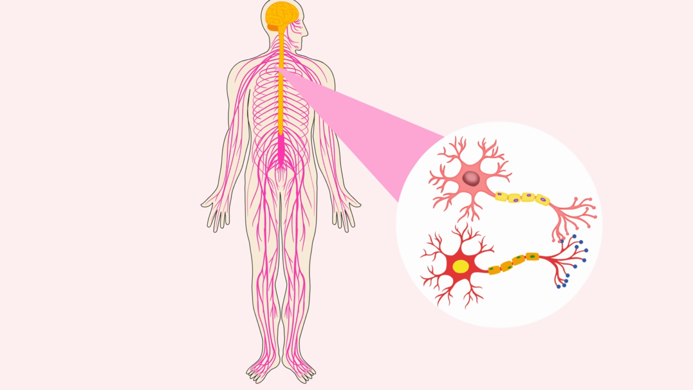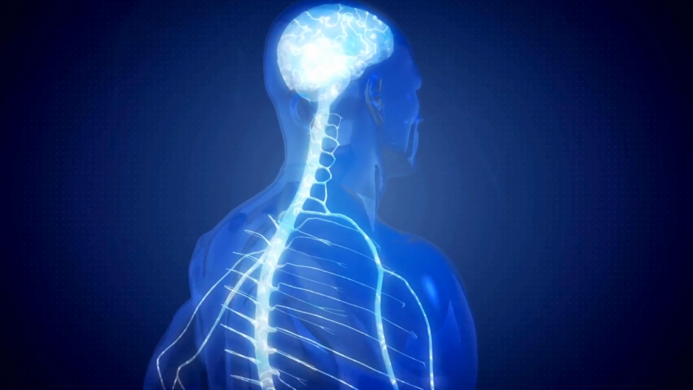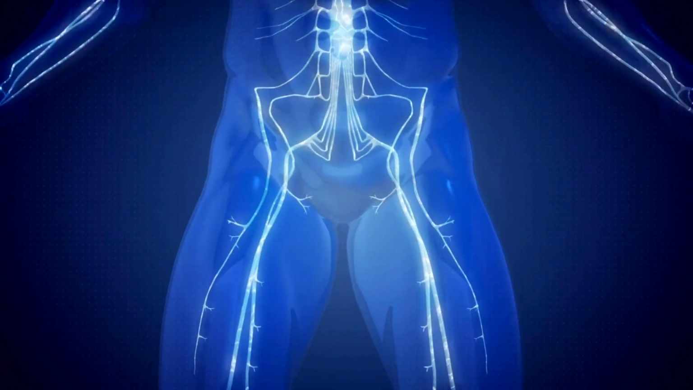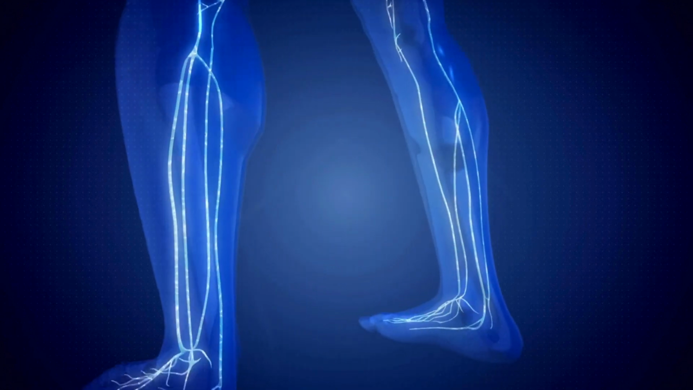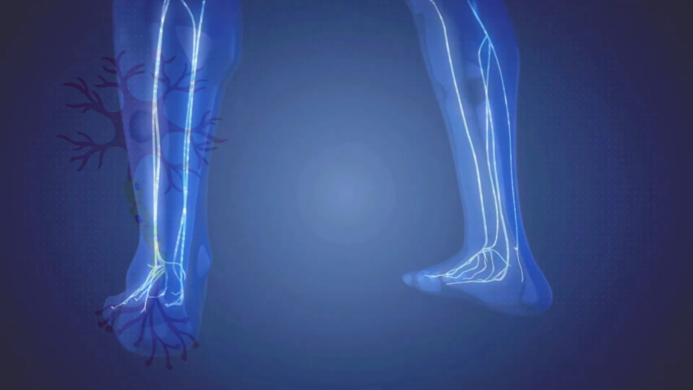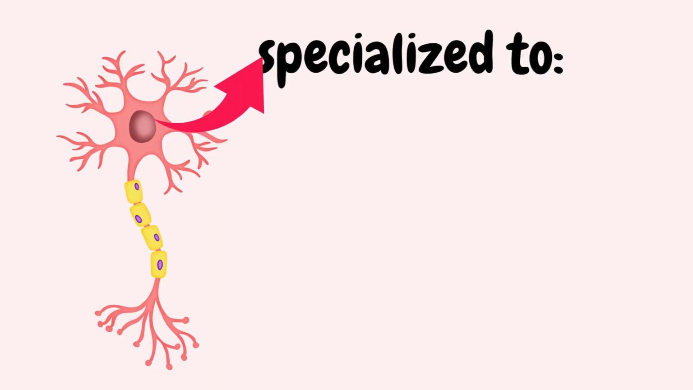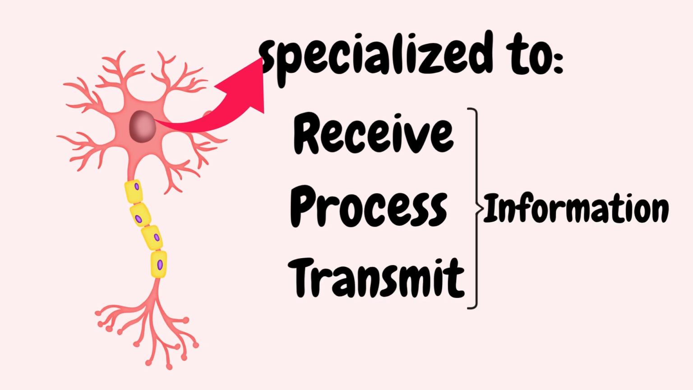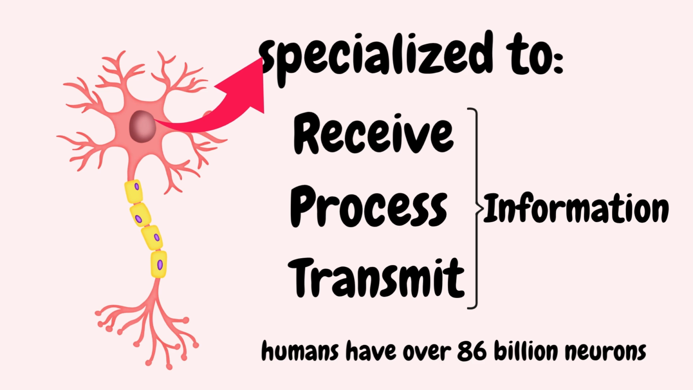So, what exactly is a neuron? A neuron is a nerve cell that sends messages all over your body and allows you to do everything. So, when you breathe, when you talk, when you eat, walk, and think, it's all thanks to the neuron. Neurons are specialized to receive, process, and transmit information in milliseconds through electrical and chemical signals. A fun fact, humans have over 86 billion neurons.